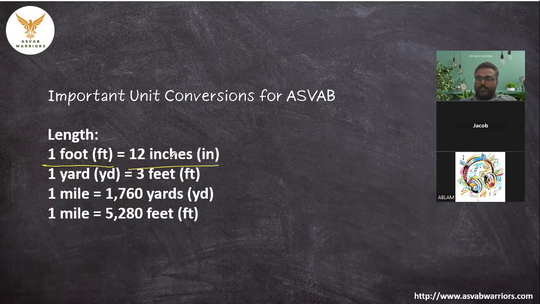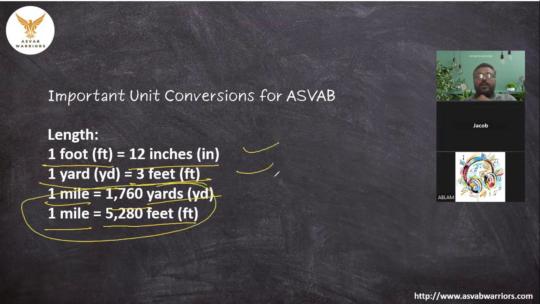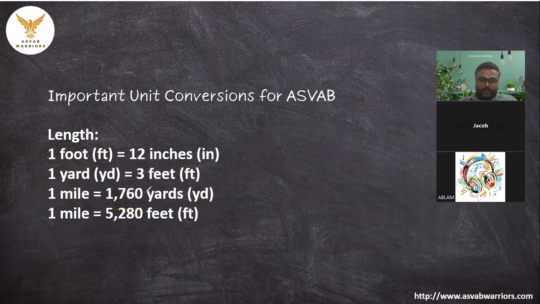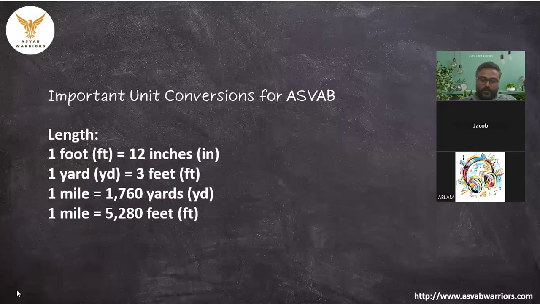1 foot is equal to 12 inches. 1 yard is equal to 3 feet. 1 mile is equal to 1,760 yards. 1 mile is equal to 5,280 feet. So you can just note it down. These two are not that important. Only these two are important according to the ASVAB. But this will be required for your arithmetic reasoning. These two are for MK. These two will be important for your arithmetic reasoning. So you guys can just write it down and we will try to solve some questions.